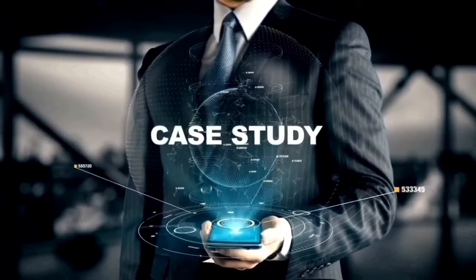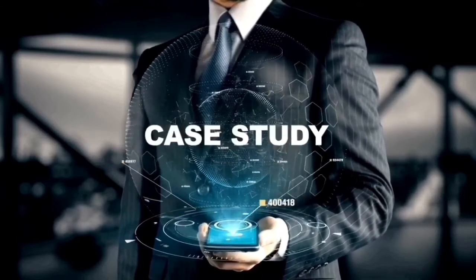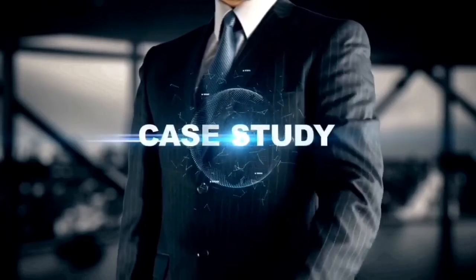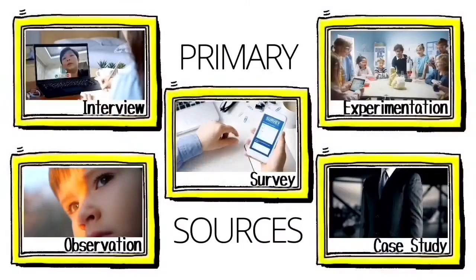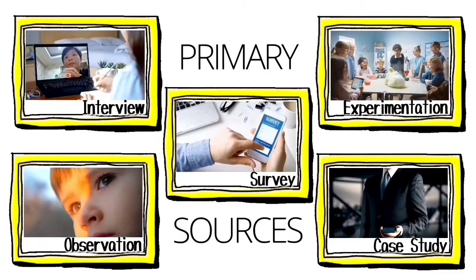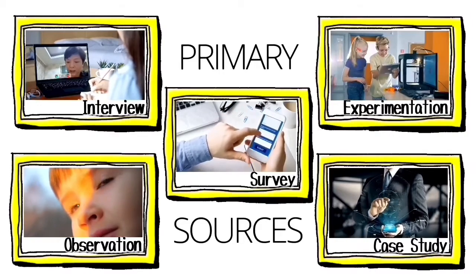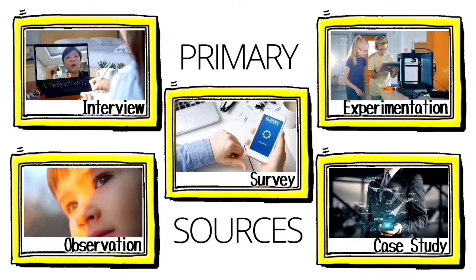Lastly, you can gather data by conducting a case study. It is an in-depth examination of an individual, sometimes completed on social units like a cult, and also on events like a natural disaster. So those are the things that we can do to get primary data.